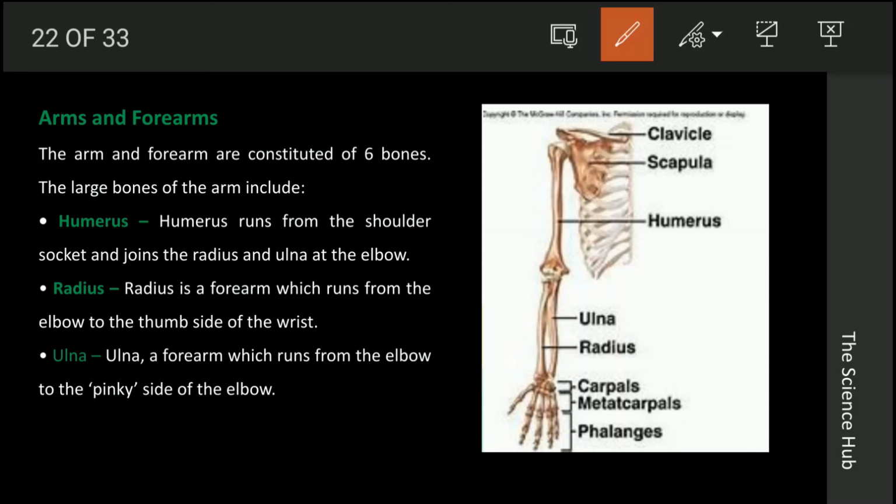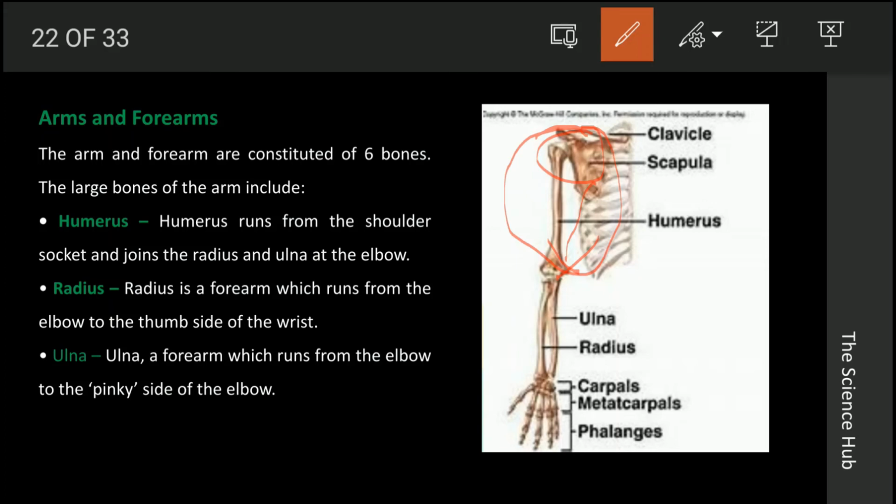Arms and forearms. The arm and forearms are constituted of 6 bones. The large bones of the arm include humerus, radius and ulna. Humerus runs from the shoulder socket and joins to the radius and ulna at the elbow point. Here in the figure we can see this is the humerus bone which runs from the shoulder socket towards the elbow region, and at the elbow region it joins the radius and ulna.